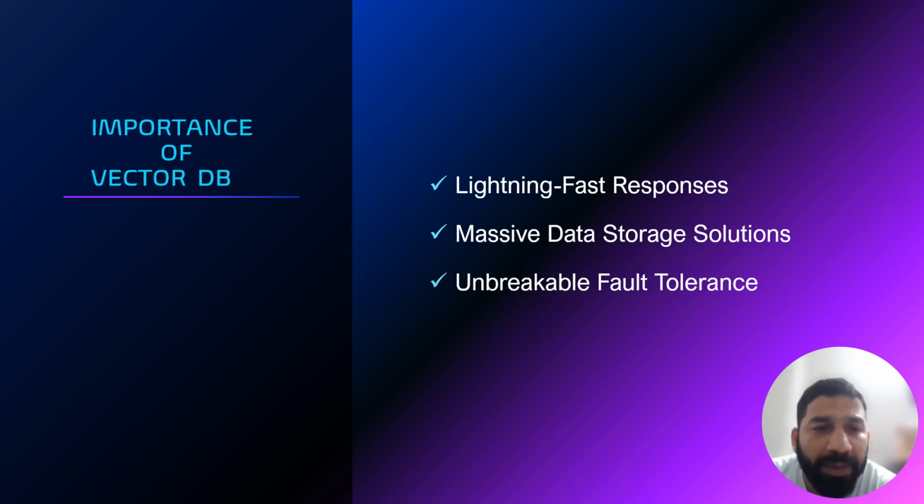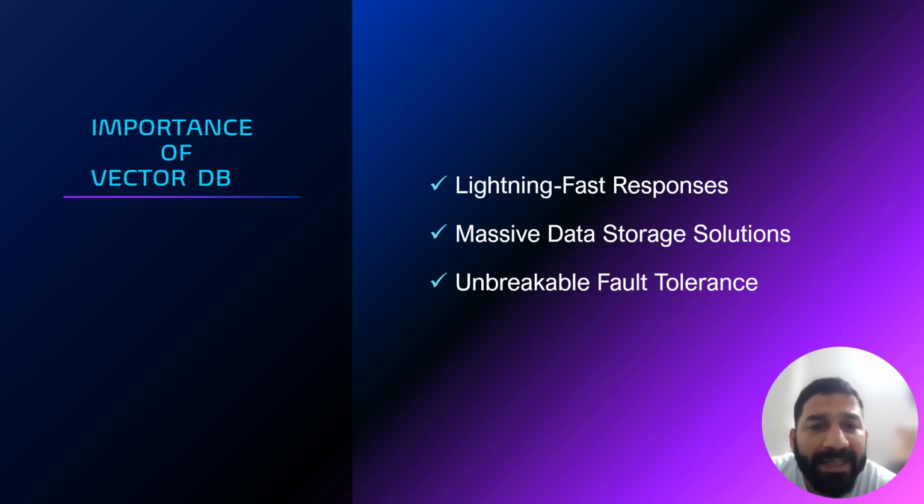So the third importance is unbreakable fault tolerance. In addition to speed and storage, fault tolerance is another key requirement. You want systems that can run multiple processes simultaneously and remain resilient in the face of failures. So vector databases support these needs exceptionally well, ensuring that your systems are reliable and can handle multiple operations without compromising the performance. So this is all about the importance of vector DB.